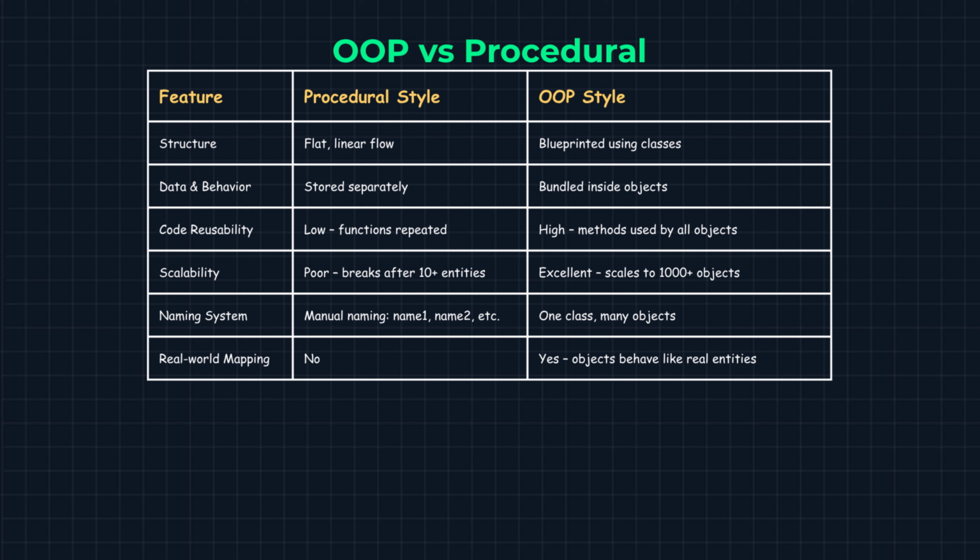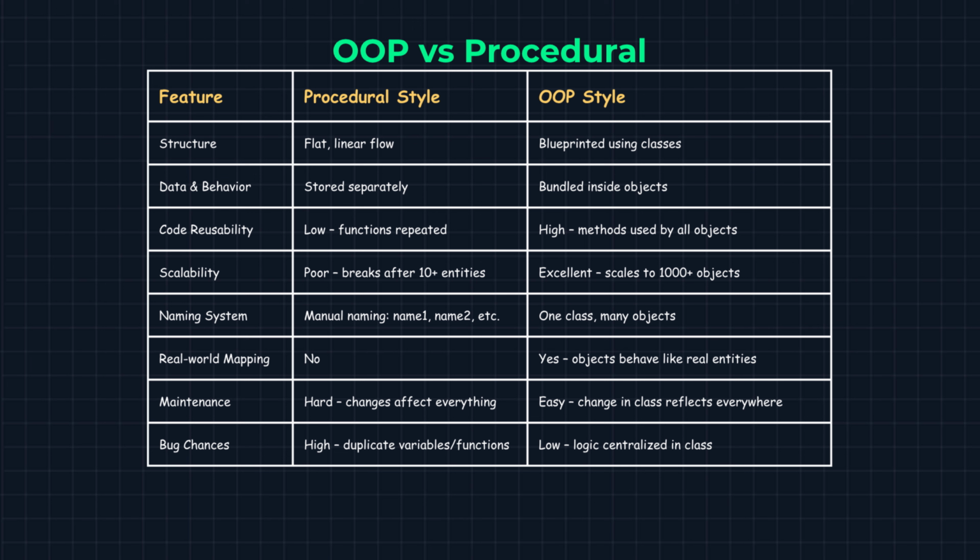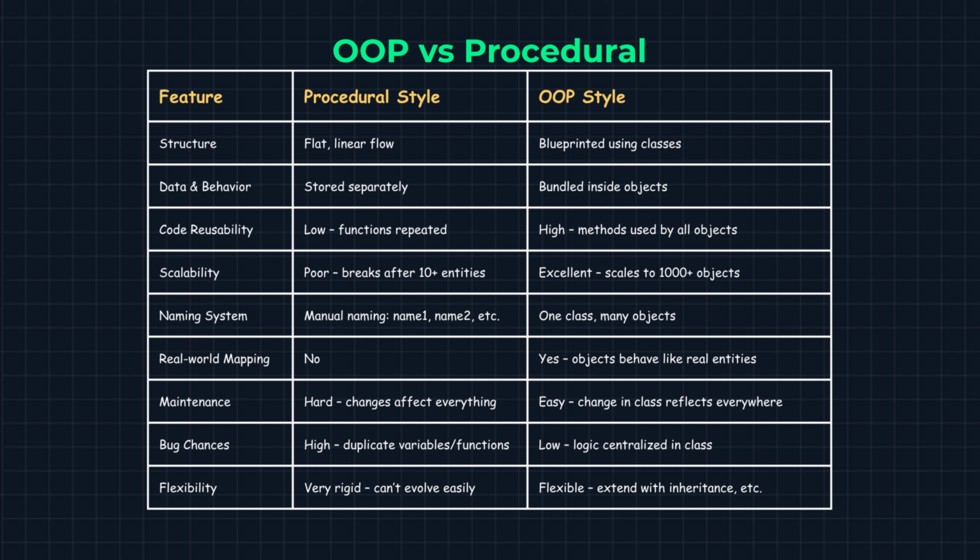But OOP does. Maintenance. Want to add an email field? In procedural, you update everywhere. But in OOP, update the class once and every object gets it. Bug chances. When you keep duplicating variables and functions, bugs naturally sneak in. But OOP centralizes logic, less confusion, fewer mistakes. Flexibility. In OOP, we can add new features easily. Inheritance, abstraction, we'll learn this soon. But procedural doesn't allow that flexibility.